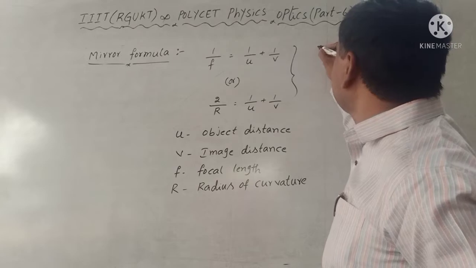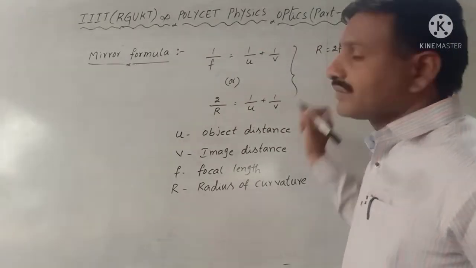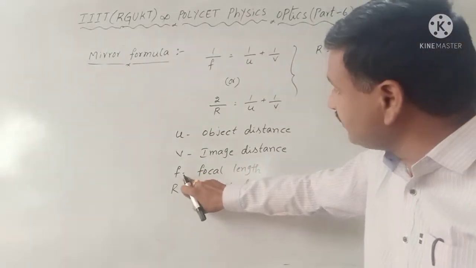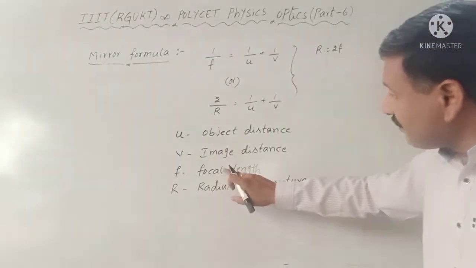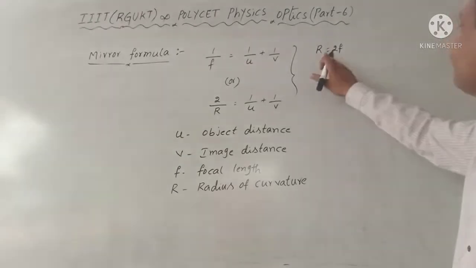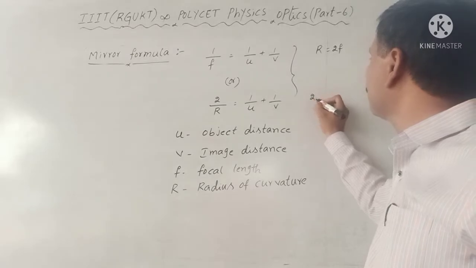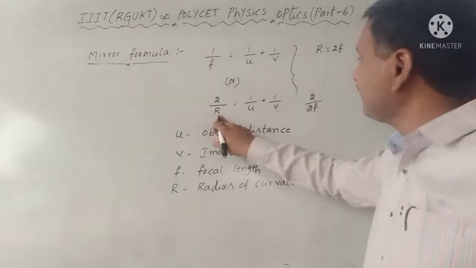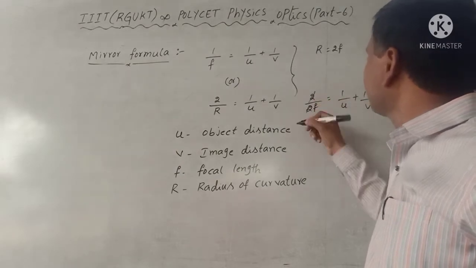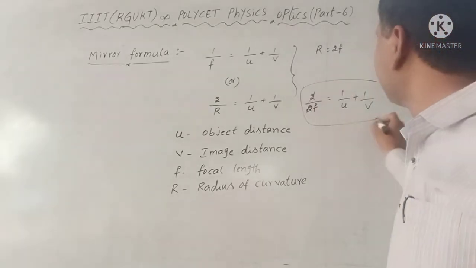Then already you know what the relation between r and f is. R equals 2f. R means radius of curvature and f means focal length. Exactly, the radius of curvature is twice the focal length. So in place of r, we substitute 2f: 2 by 2f is equal to 1 by u plus 1 by v. The 2 cancels, so 1 by f is equal to 1 by u plus 1 by v. It is the mirror formula.